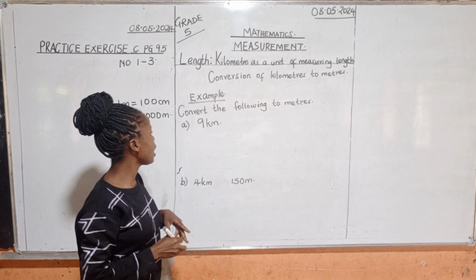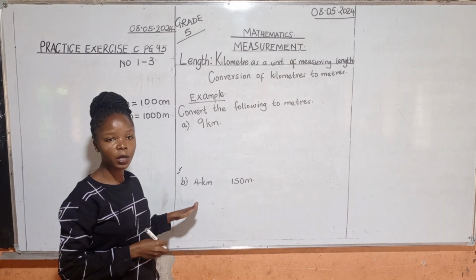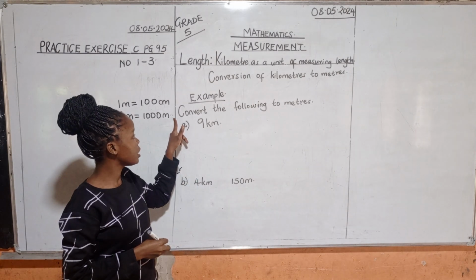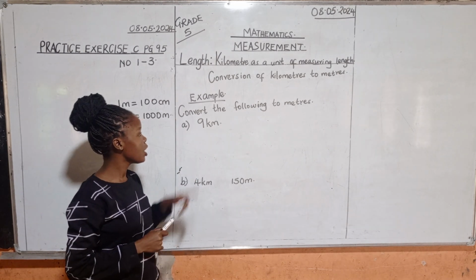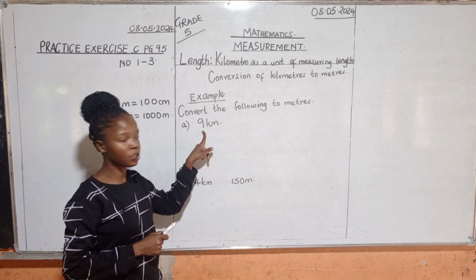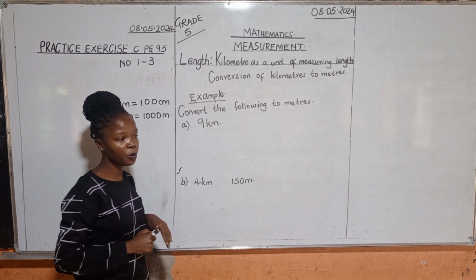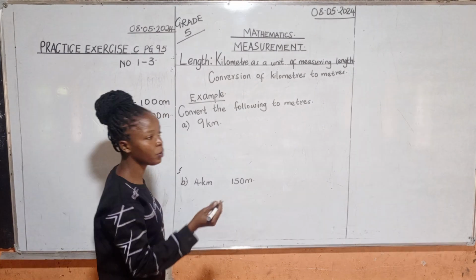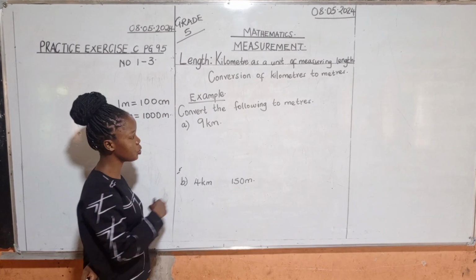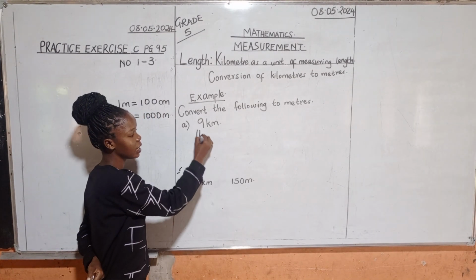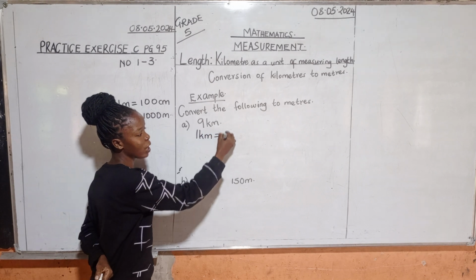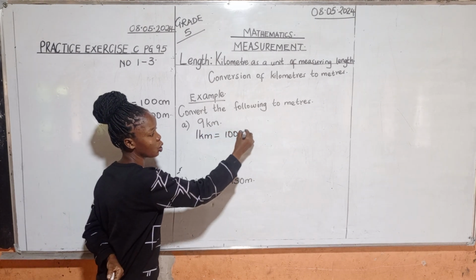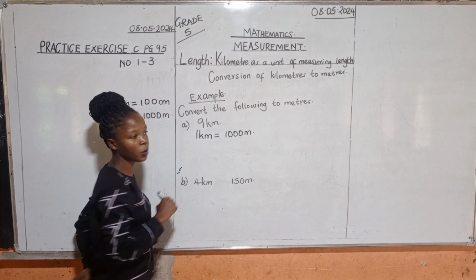When you are converting, we are going to be guided by the two questions that we have on the board. The first question is, convert the following to meters. You are told to convert 9 kilometers to meters. First thing, you are going to have to write the formula, because the formula is the most important thing that you're going to use. So 1 kilometer is equal to 1,000 meters. This is the formula that is going to guide us.